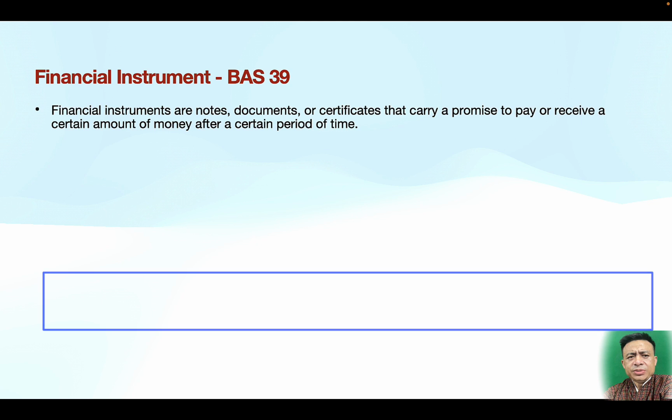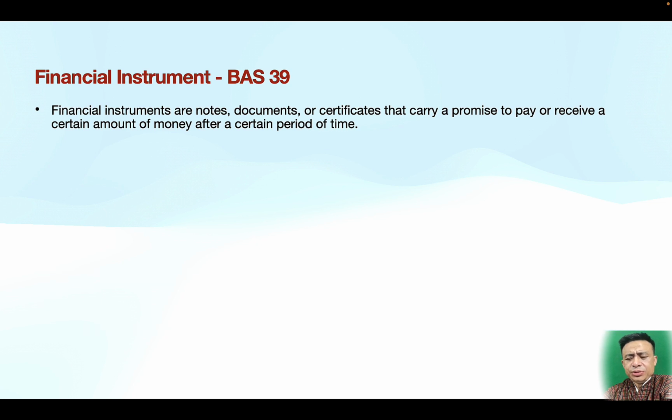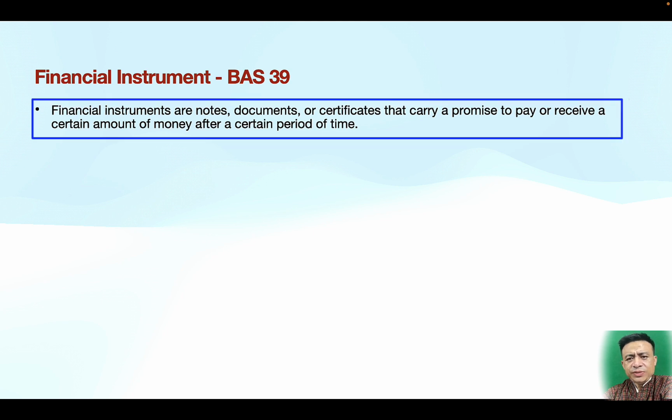Let's have some concept of a financial instrument. If you want to explore further and read more on financial instruments, it is given under IAS 39. If you are browsing online, you may search for IAS 39 and you will get more information. What is a financial instrument? Financial instruments are notes, documents, or certificates that carry a promise to pay or receive a certain amount of money after a certain period of time.